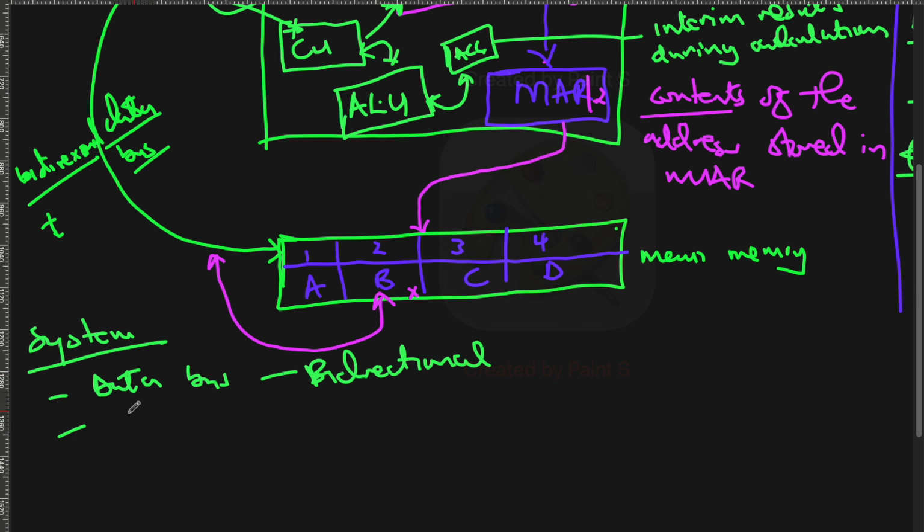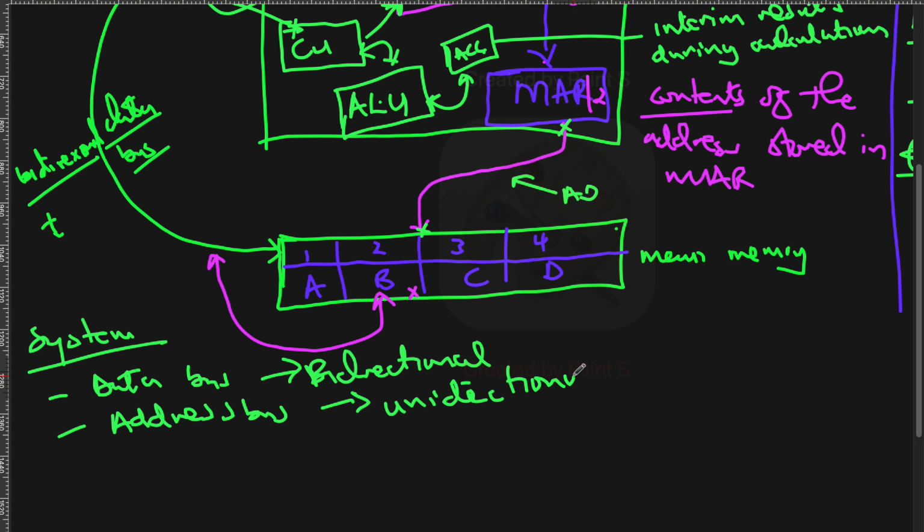Then we also have the address bus, which is unidirectional. The address bus only goes one way. It carries only addresses, right? This is also the address bus, by the way, because it's carrying addresses from here to here. So this is unidirectional. Then the last thing that we talked about was the control bus, which carries the control signals.